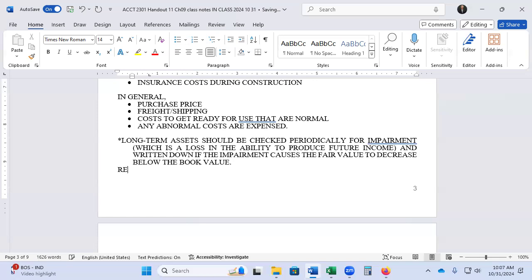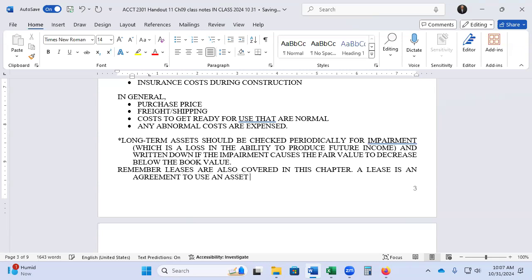And then remember, leases are also covered in this chapter. A lease is an agreement to use an asset for a certain period of time.